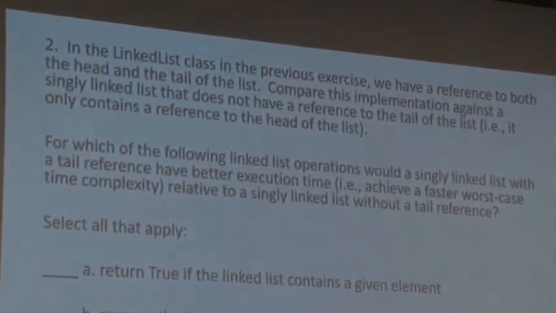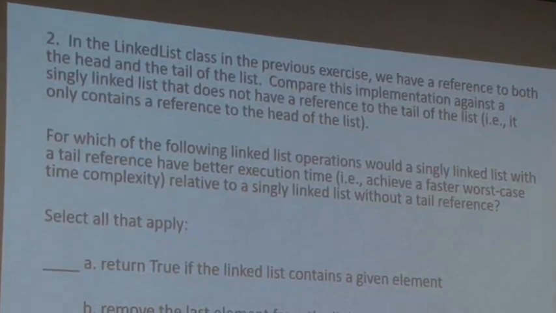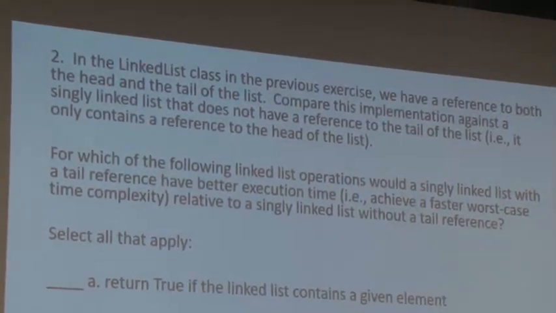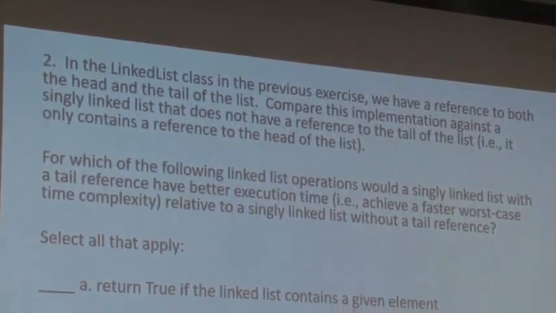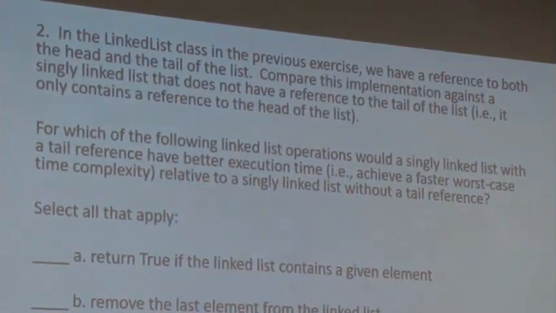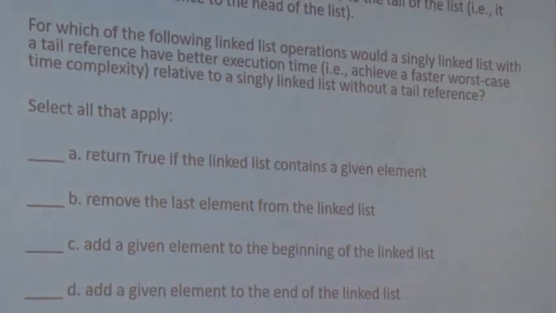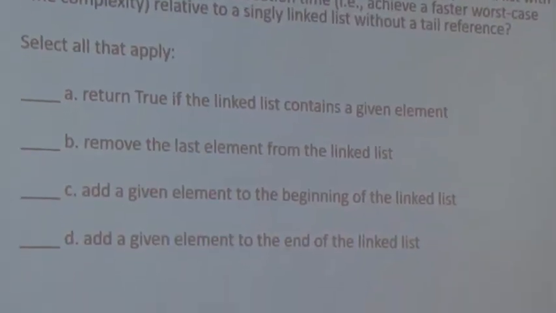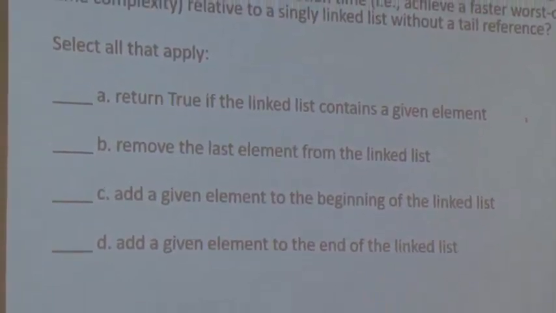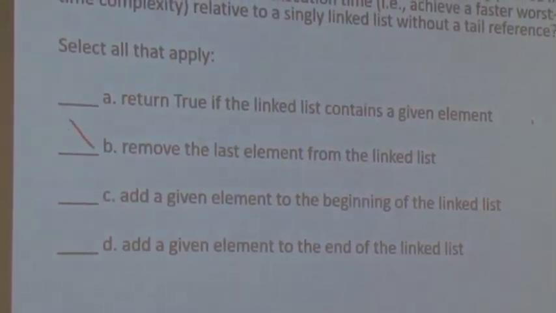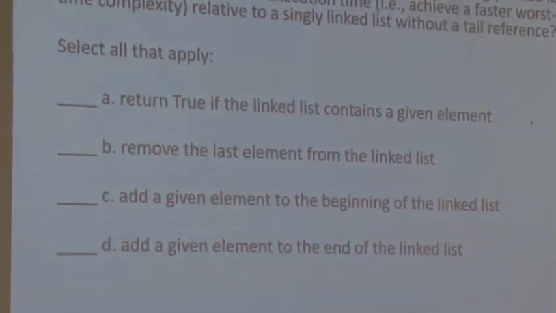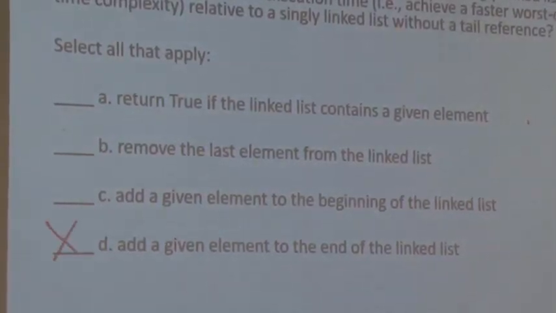And then we have this question. Here we're saying, in a previous linked list, we had a reference to both the head and tail of the list. If we compare this to something that does not have a reference to the tail, just to the head, in which cases will the singly linked list with the tail do better than the singly linked list without the tail? And the answer is, it is not remove the last. It is add a given element to the end of the linked list.